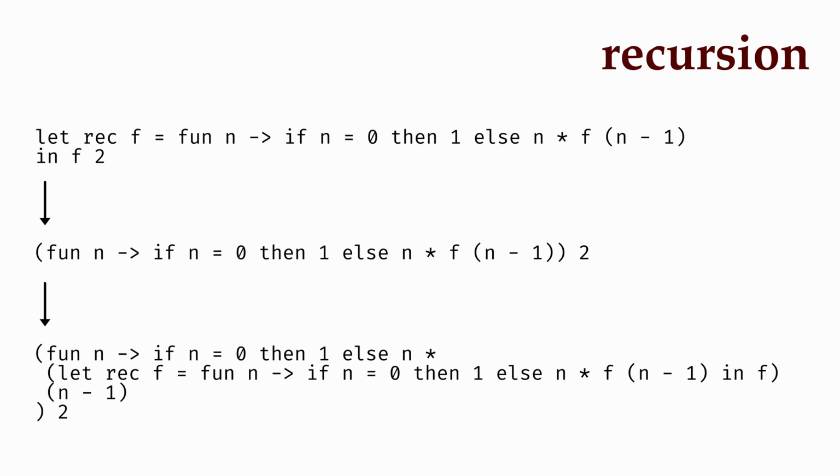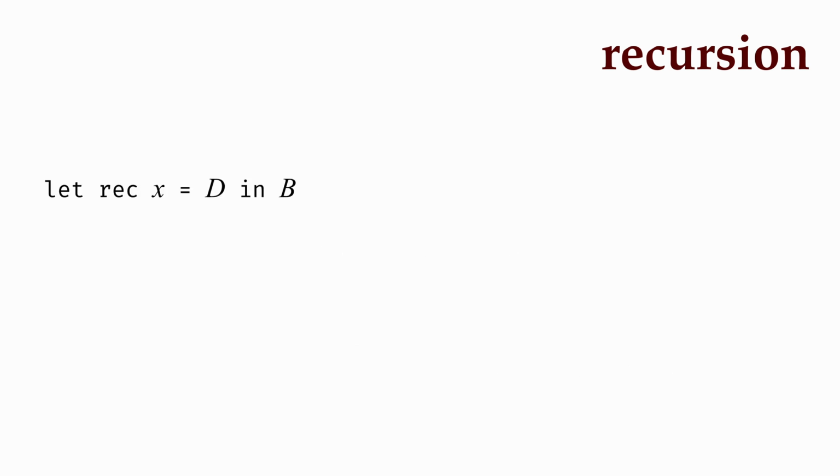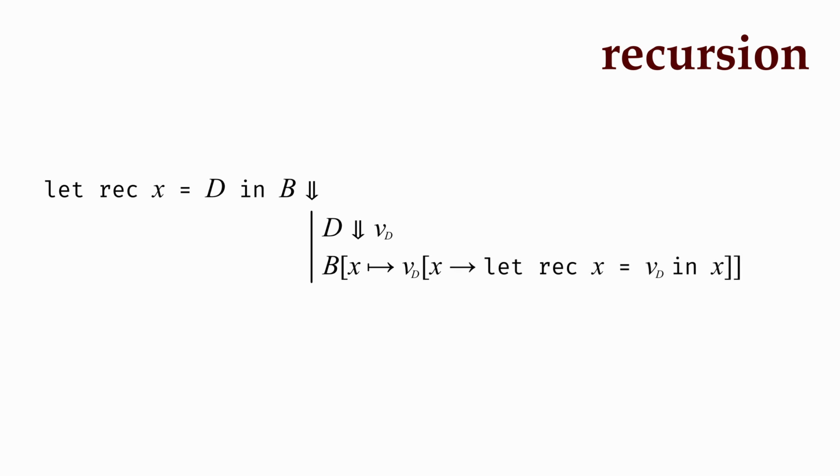To formalize this into a rule, we want to evaluate the expression let rec x equal d in b. First, as with before, we evaluate the definition d to a value vd. And now we evaluate the body. But instead of just substituting x with the value vd, remember that the value vd might recursively make references to the variable x. So we want to first substitute x with the expression let rec x equal vd in x, so that x both has the correct value and will have its future occurrences substituted appropriately. That body expression gets evaluated to a value vb, and that value is then our answer.